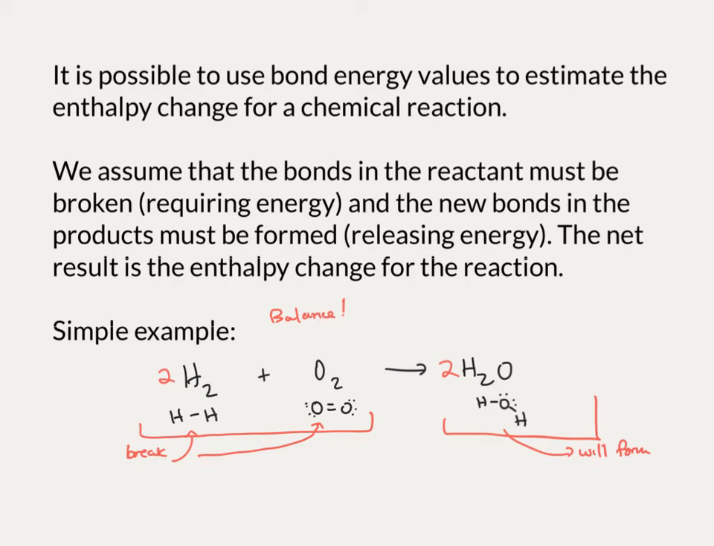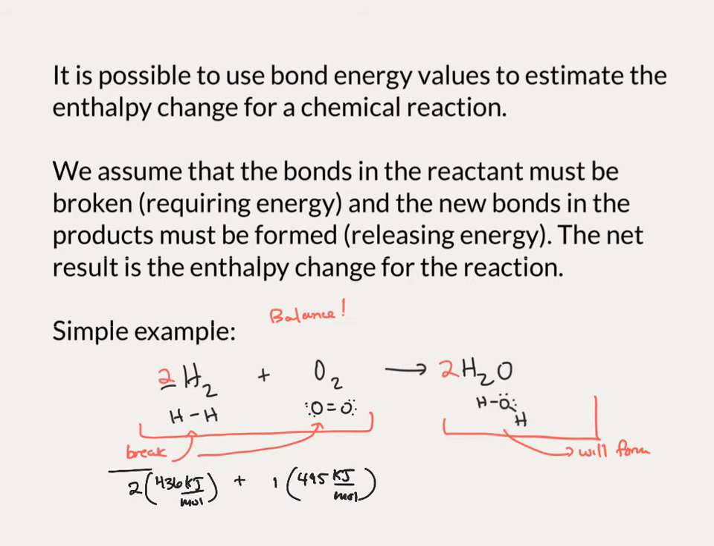Okay. The bond energy table tells us that the bond energy for the hydrogen-hydrogen bond is 436 kilojoules per mole. However, we are breaking 2 moles of those bonds because of the coefficient of 2 here. And the bond energy for the O=O double bond is 495 kilojoules per mole, and that's only happening once, so I can leave that.